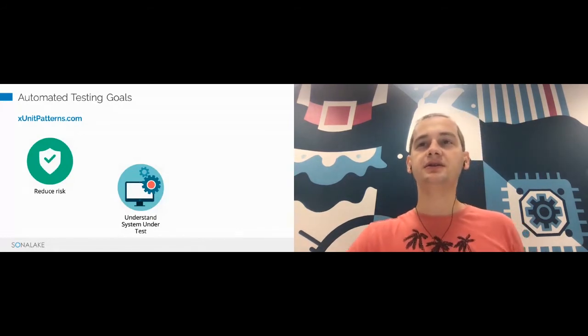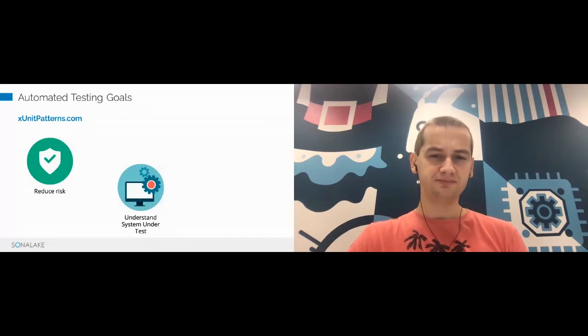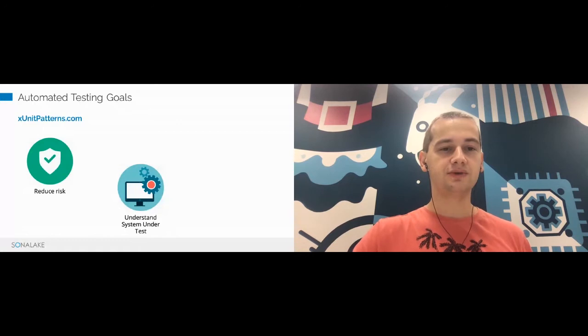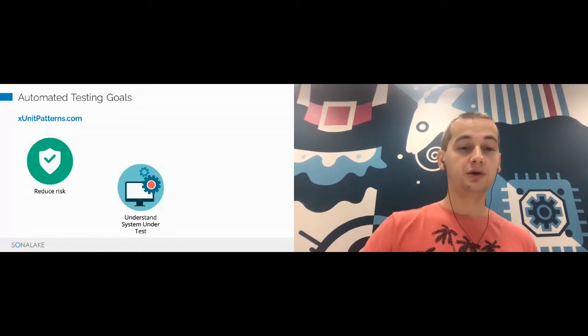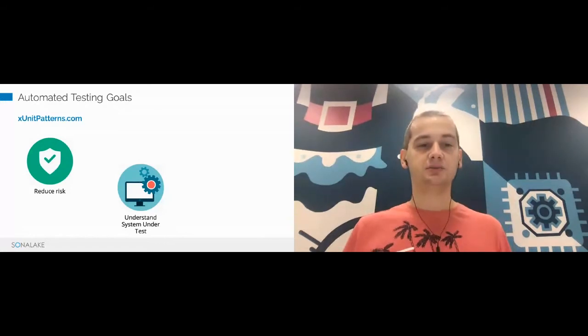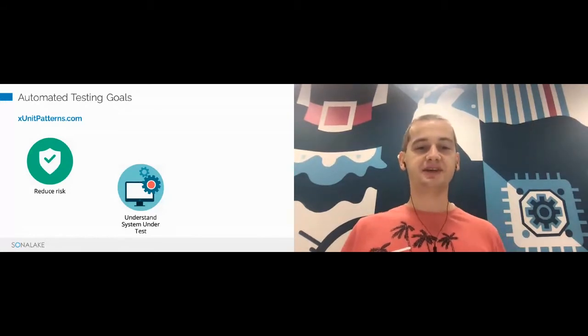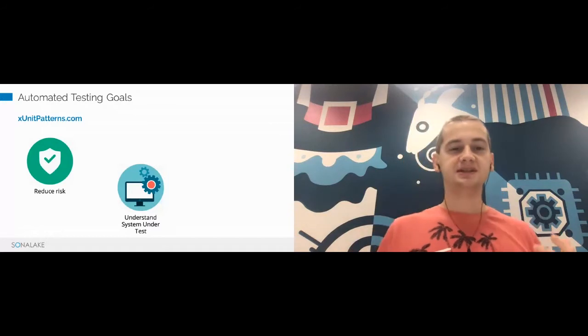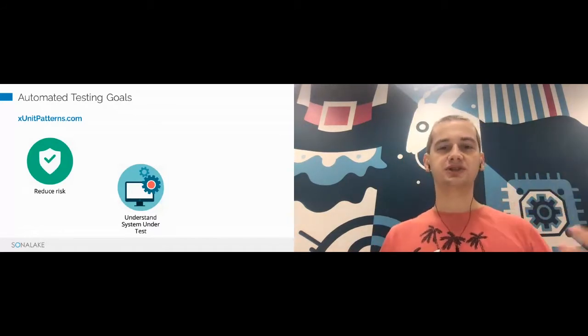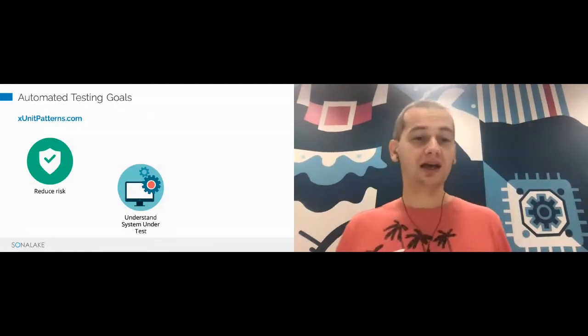Okay, the next goal is to improve quality. How can our tests help us improve quality? Well, there are several approaches. First of all, we can use our tests as specification. It means tests should help us ensure that the application works correctly and that we understand what the behavior normally is.